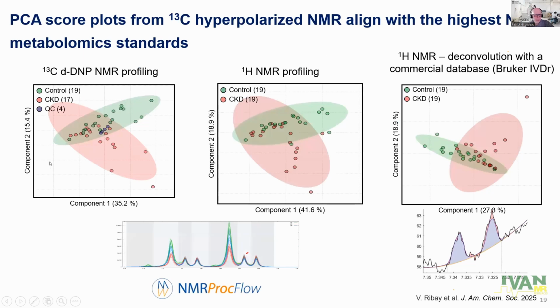And then here you can see the results obtained with C13 hyperpolarized NMR compared with proton NMR profiling. So proton NMR data, not hyperpolarized, processed in the same way. And here on the right is PCA obtained with pattern recognition and deconvolution approaches. So basically the three PCA provide the same level of separation, which means that dissolution DNP aligns with the gold standard.